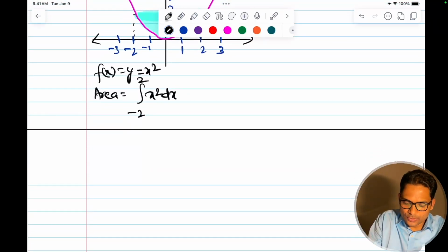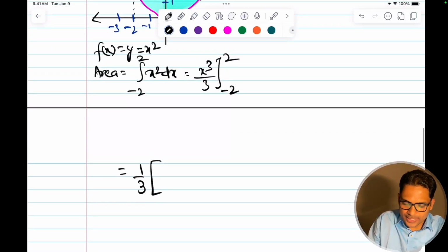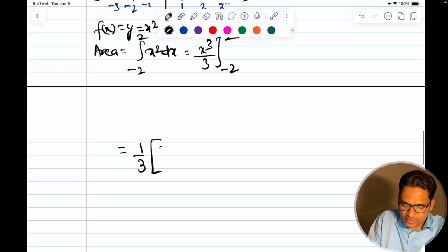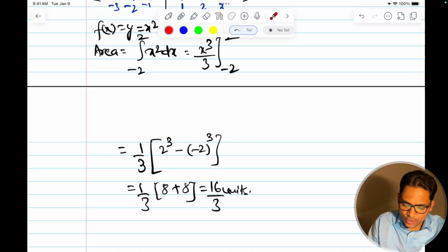So this is equal to the integral of x cube by 3 from minus 2 to 2. So this will be equal to 1 by 3, I'll keep outside. This will be x cube. So this will be 2 cube minus minus 2 cube. So this will be equal to 1 by 3, 8 plus 8. That is equal to 16 by 3 units, whatever the units are. I hope this makes sense now.